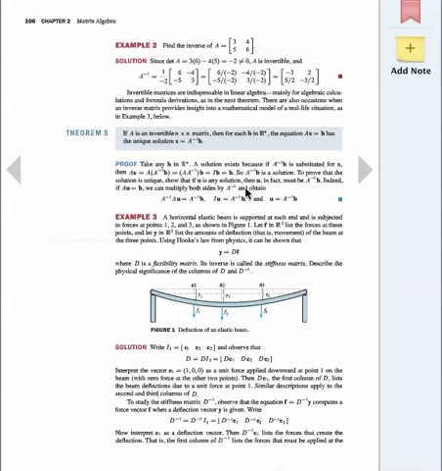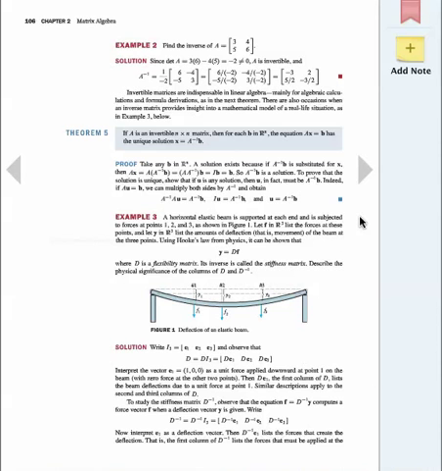Theorem 5 is interesting, and the proof is maybe more interesting than the theorem itself. I would look at the proof of Theorem 5. Also think about what this says about where the pivots have to be in A, if A is invertible. If AX equals B, A has a solution for every B, and the solution is unique for every B. This says something very specific about where the pivots in A are.